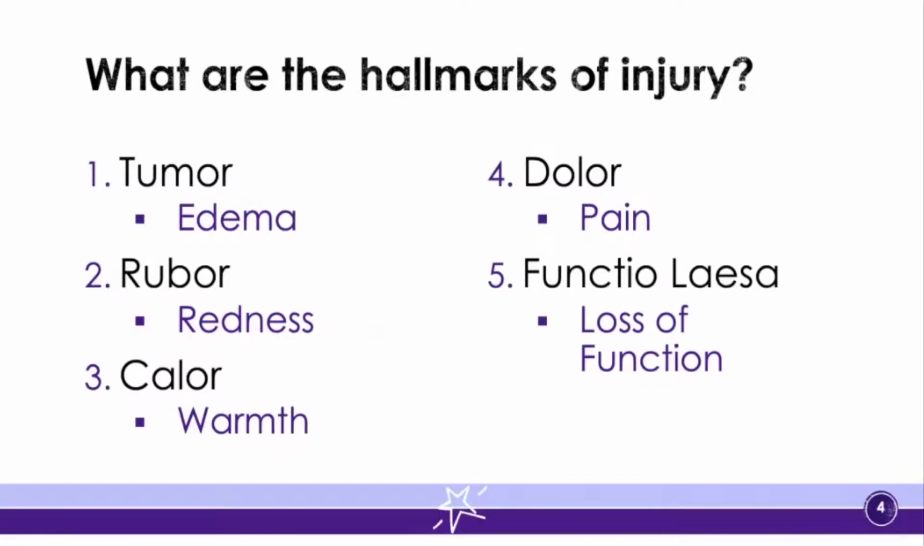Now, coming back to our hallmarks of injury, when we have the swelling, the redness, the warmth, the pain, and the loss of function, what I thought we could do for just one moment is to actually look through each one of these hallmarks of injury and talk about what are the chemical mediators that are responsible for it. So we talked about the chemical mediators and what they do, but now let's take a look at how each of them are actually leading to these hallmarks of injury.